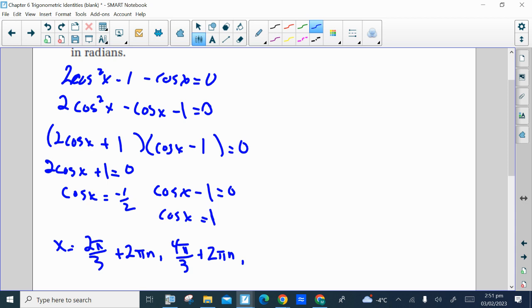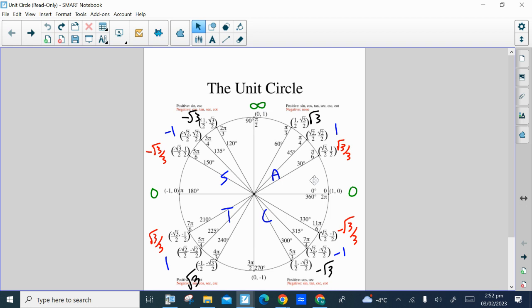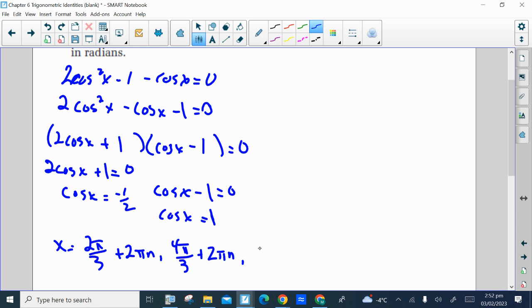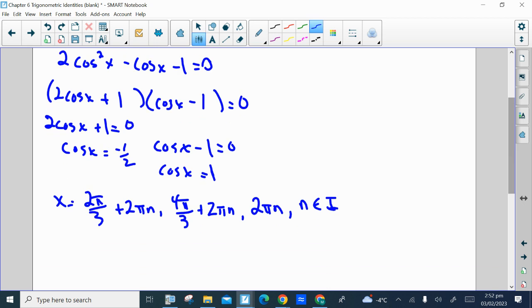And then we also have where the cosine equals positive 1, which is right there. And that's the only place. So that's every multiple of 2 pi. So we'll also add 2 pi n there. That shows every multiple of 2 pi, where n is an element of integers. Okay?